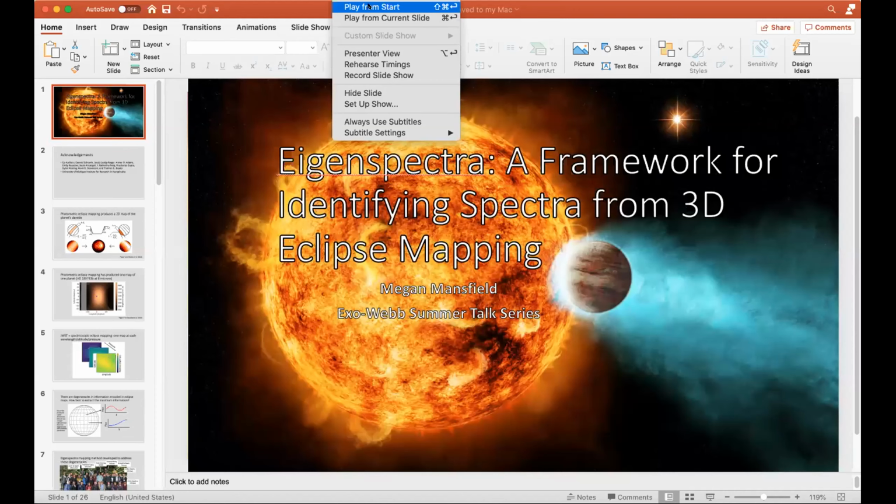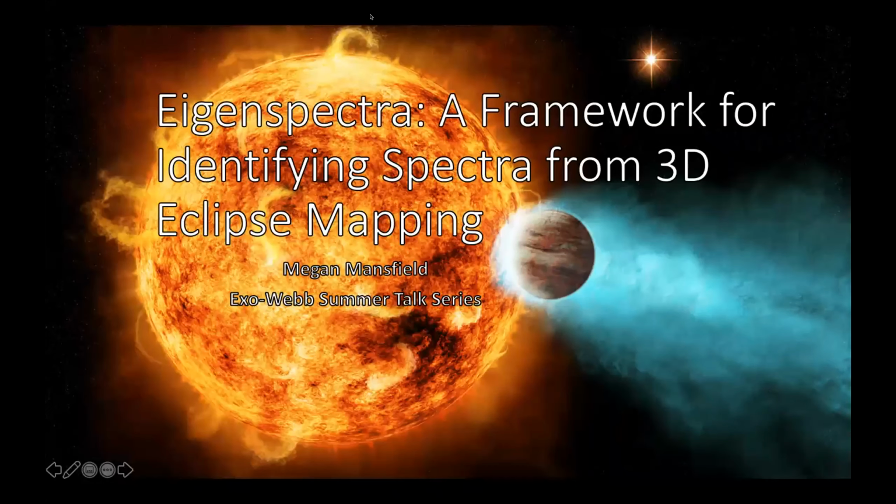Yeah, share my screen. All right, next we have Megan Mansfield from University of Chicago. Yeah, so thank you all for the chance to give a talk here today. So today I'm going to be talking about the eigenspectra method, which is a method that myself and a group of collaborators have developed for identifying spectra from 3D eclipse mapping observations with James Webb.